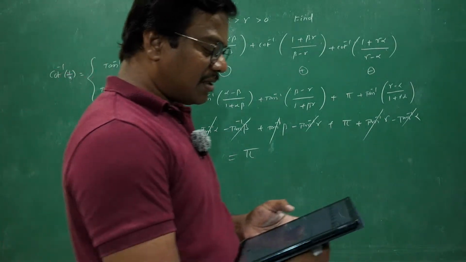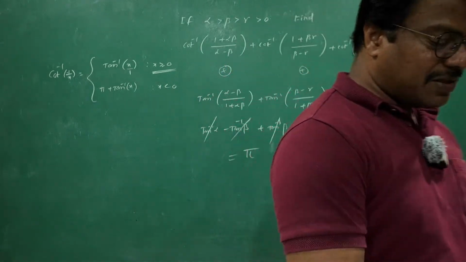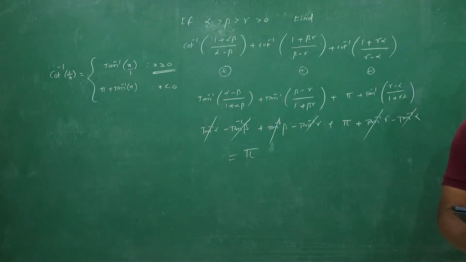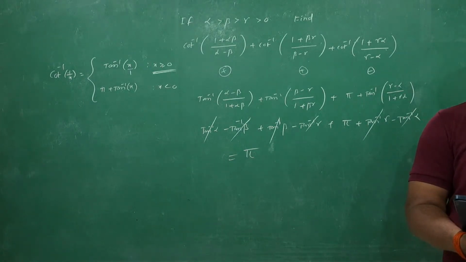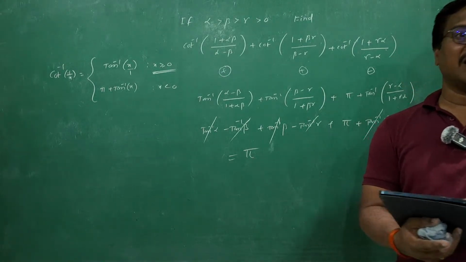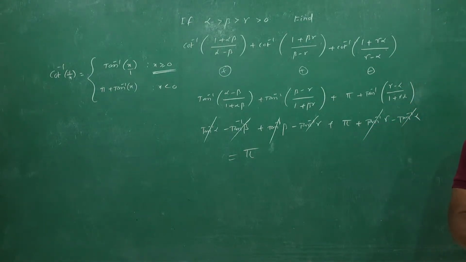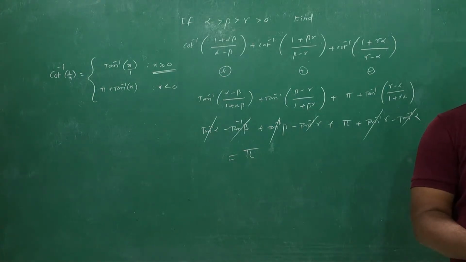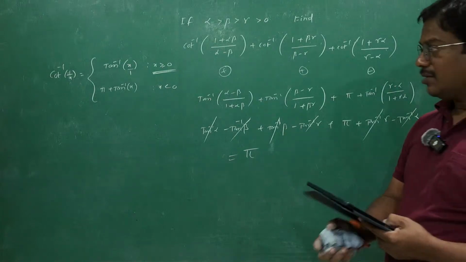In the previous session also, the questions based on inverse trigonometry were very simple, remember. But you have to remember the conditions. If x equals 0, what is happening? If x is less than 0, then the results are different. So concentrate on them. Next question.